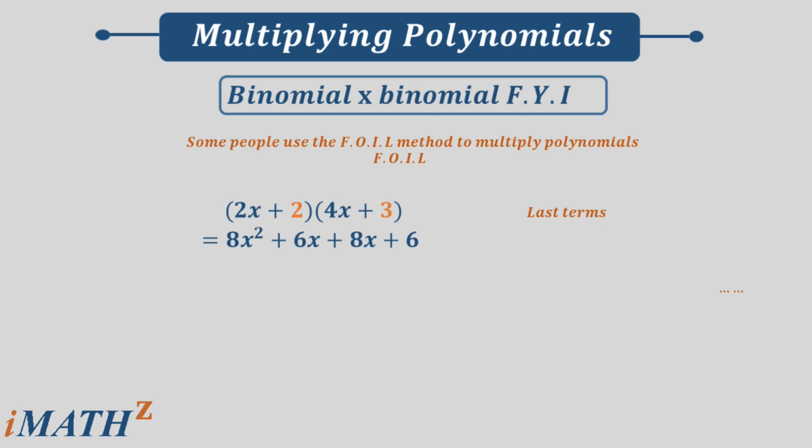Just like before, it's just a case of adding up a polynomial. The x squared term doesn't have like terms, so we simply have 8x squared. Well, 6x and 8x are like terms, and if we add these terms we get 14x, and finally 6 is the only constant, so the final term is 6. That is how the FOIL method works. Notice we got to the same answer as we did when we used the distributive method.